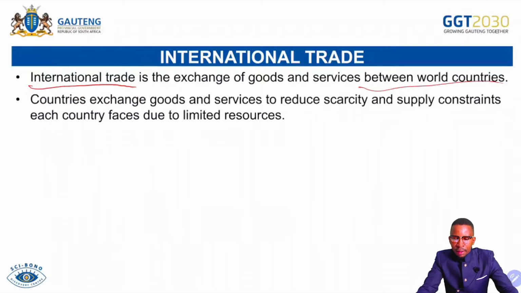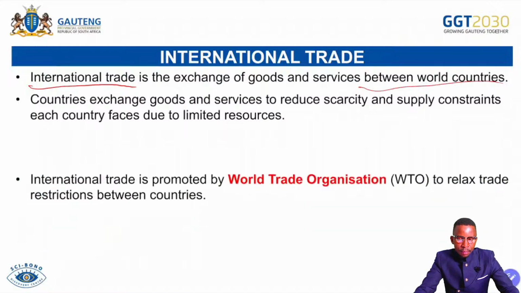Countries exchange goods and services to reduce scarcity and supply constraints each country faces due to limited resources. We have foreign trade because countries are faced by an issue of scarcity. Resources are not available equally across the world. So whenever a country is faced by the scarcity of a particular resource, it should be able to obtain those goods and services from countries that have more, so that there will be a reduction of scarcity of goods and services.